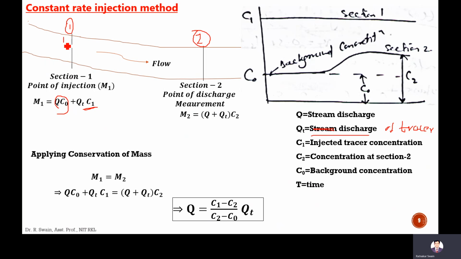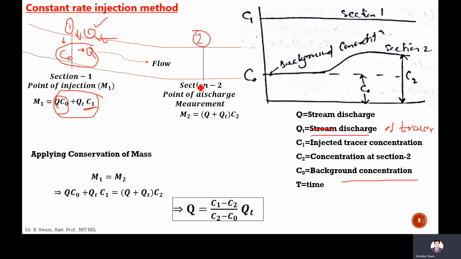The solution you are adding, you are adding here QT; Q is already there. That is the flow. Initially, before the test, the background concentration is C naught. So the initial mass will be Q C naught, plus the discharge we are adding, QT C1, where C1 is the concentration we are adding. So the total mass at section 1 will be Q C naught plus QT C1.